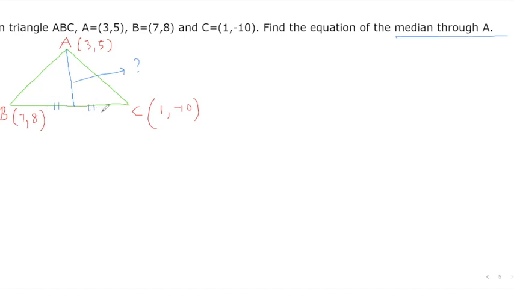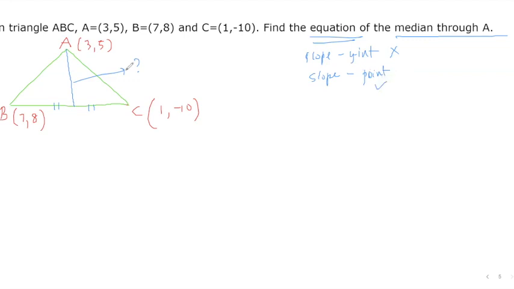Okay. So how do you do this? You don't know anything, so to know the equation, you need to know slope and y-intercept. We don't know that. Or you need to know slope and 1 point.